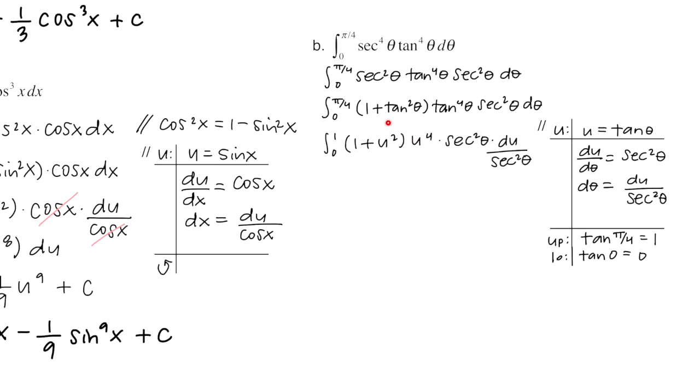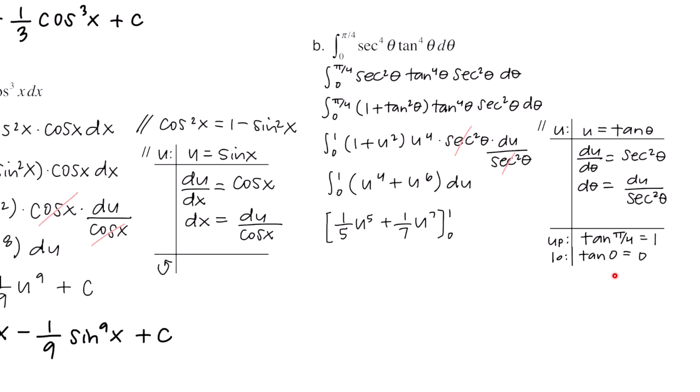So I plugged in u for tangent. I left the secant squared because that's the rigged part of the problem. And then d theta is equal to du over secant squared, so I put that right here. All right, at this point, these secant squareds cancel. And before we can integrate, I'm going to distribute this u to the 4th into the parentheses. Okay, and now we're ready to integrate.